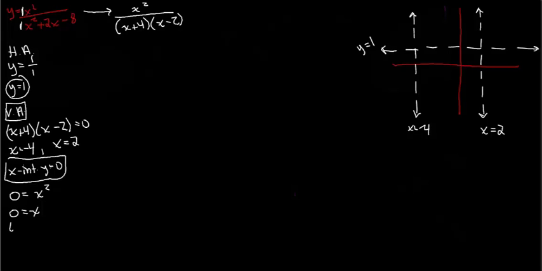So I like to write it as a coordinate. So it's 0, 0. Let's go and find the y-intercept. That means that x is equal to 0.